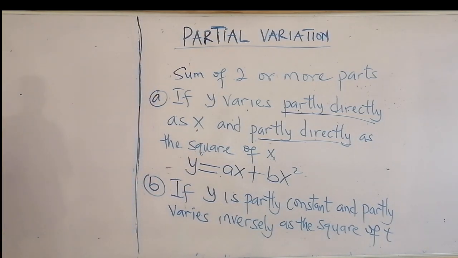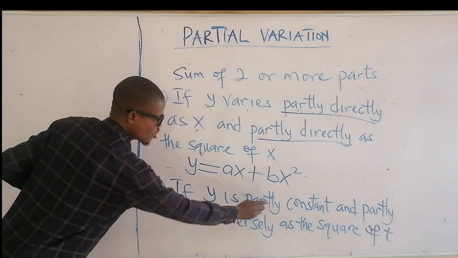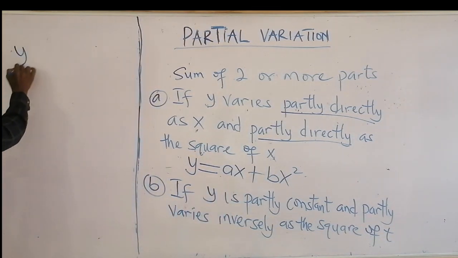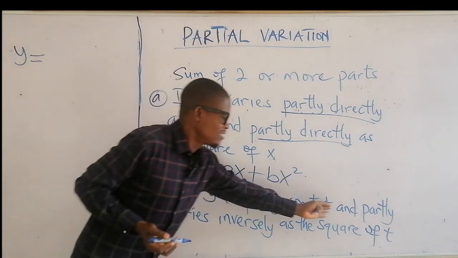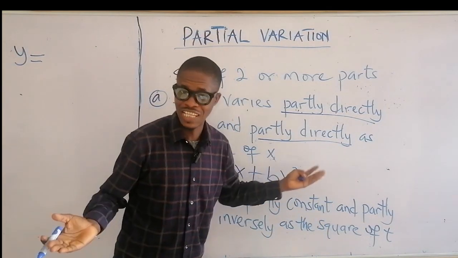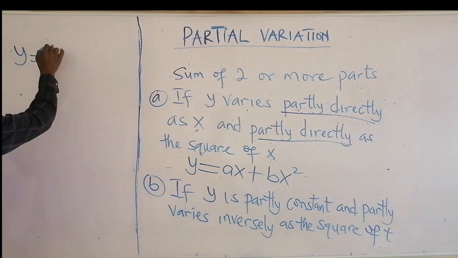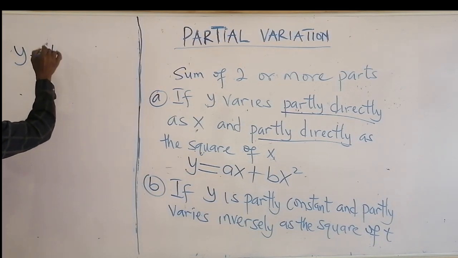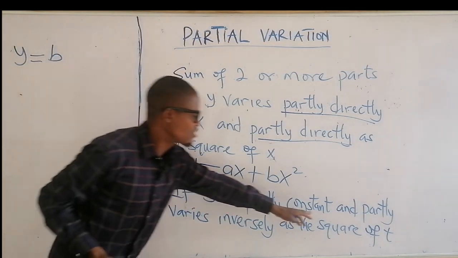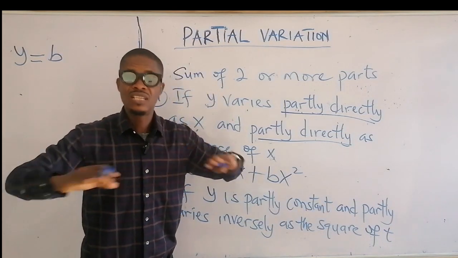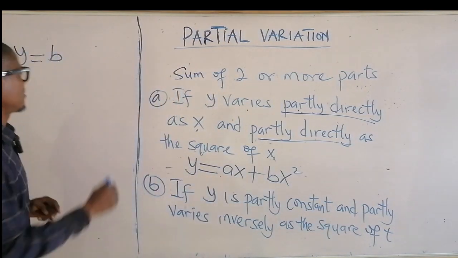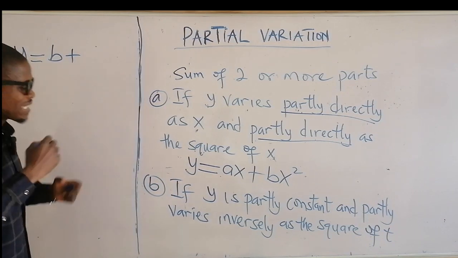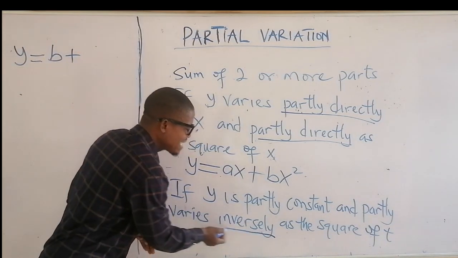Then the second form: y is partly constant. That means y is equal to partly constant, just any constant you like. You can use b if you like. There's no variable mentioned here, it's just partly constant. And that's plus, partly varies inversely.